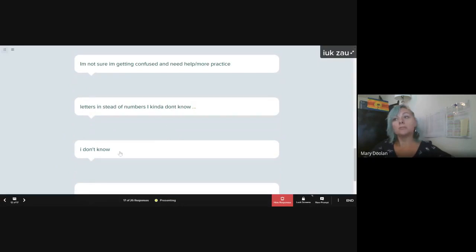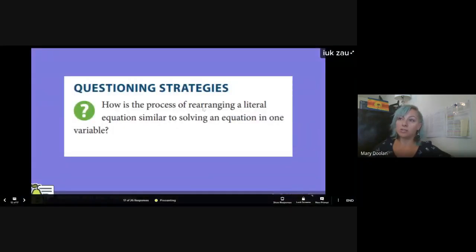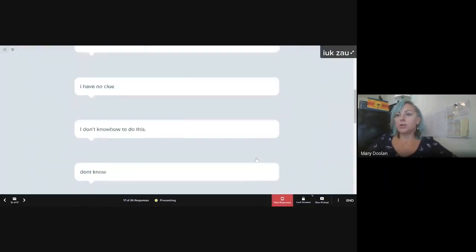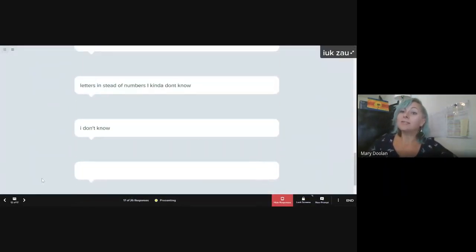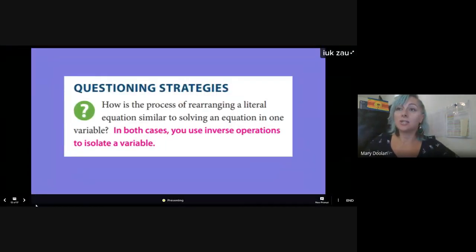Letters instead of numbers, yeah, that works. It's true. Okay. Literal equations have two or more variables. Okay, and our question that we're answering here is, how is the process of rearranging a literal equation similar to solving an equation in one variable? So how is it similar where you have two variables versus one? So those are good answers and honest answers of you don't understand, and that is okay that you don't understand just yet.